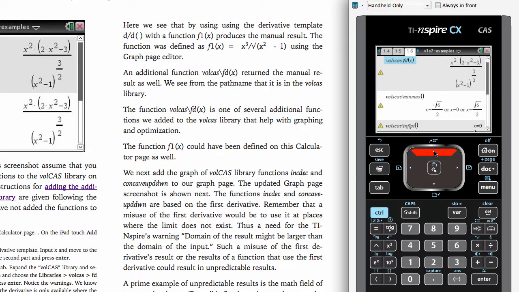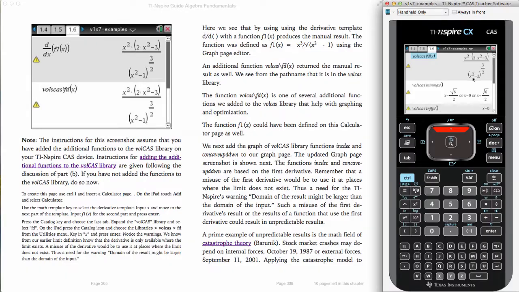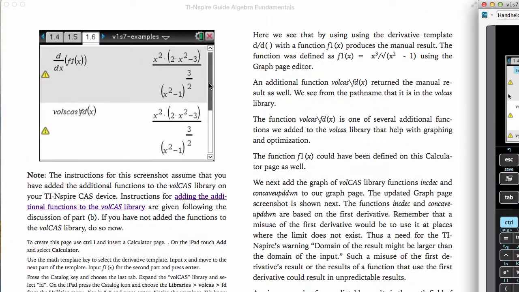If we take a look at this particular function with the first derivative, we see that we end up with this answer right here. And our calculator over here is showing us the calculator way of doing it with the derivative, and then it's showing where we put it in with the first derivative. We actually put it in with the first derivative to make it easier to follow the other global functions that we were adding to the library.